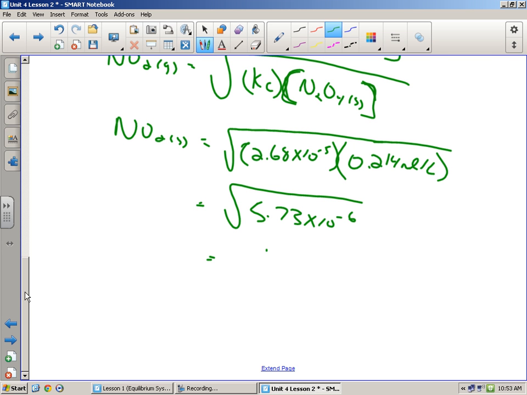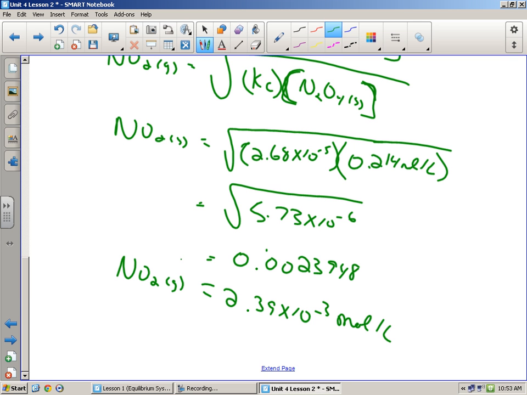And when you take the square root of that, of course, you will get 0.002398. Or, once again, if you want to use some significant digits, probably 3. I think that's what you have in this question here. 1, 2, 3. Something like that. And, of course, this one would be in moles per liter because we are talking about N2O4 gas concentration. So a pretty small concentration. Okay? Good? So that's what we should end up with.